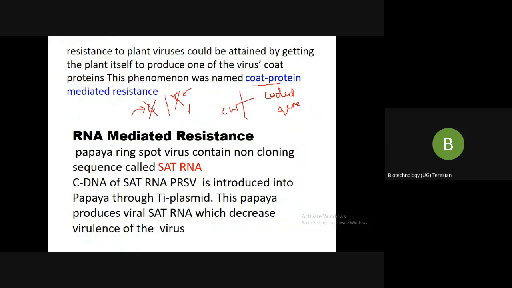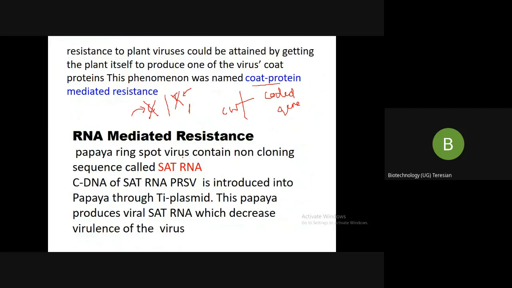That is how they used the coat protein mediated resistance to bring about the resistance against the papaya ring spot virus. And this actually worked really well in Hawaii, and still they cultivate the papayas using this genetically modified plant. The other method is the RNA mediated resistance.